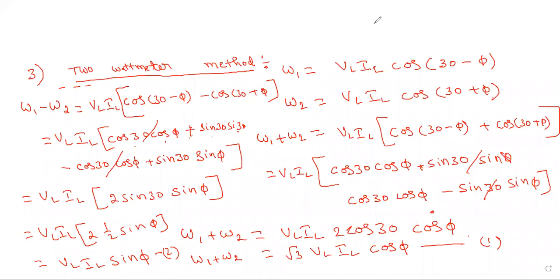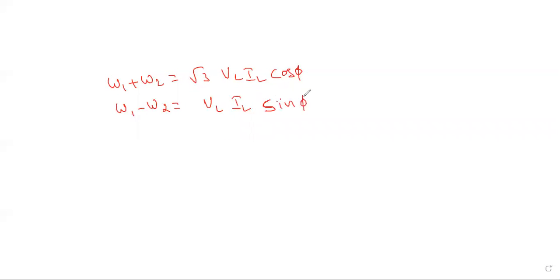So what are the final equations? W1 plus W2 equal to root 3 VL IL cos phi, and W1 minus W2 equal to VL IL sin phi. This is equation number 1 and this is equation number 2.